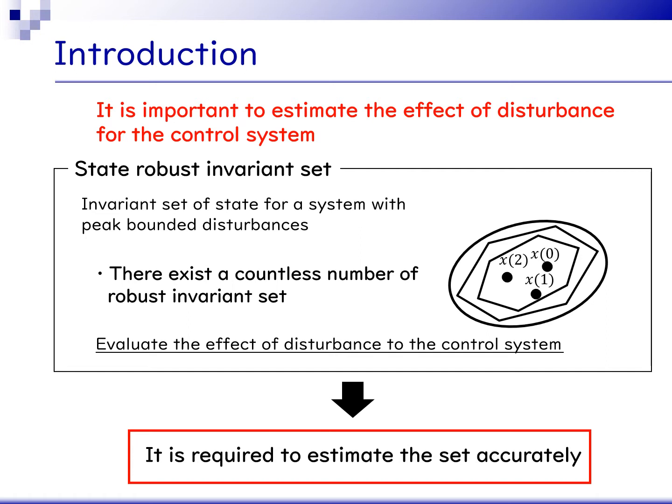One characteristic is that there exists a countless number of robust invariant sets for the system. Evaluating the effect of disturbance on the control system is achieved by estimating the robust invariant set. So it is required to estimate the set accurately.